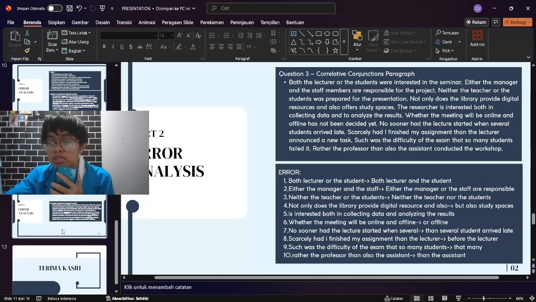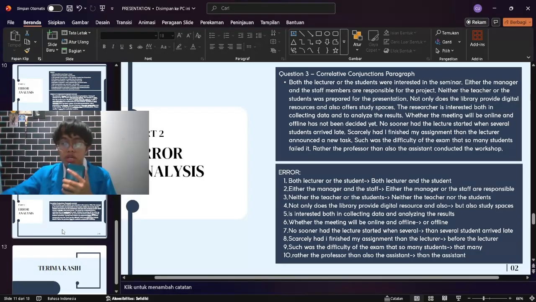No sooner had the lecture started when several students arrived late. Scarcely had I finished my assignment than the lecturer announced a new task. Such was the difficulty of the exam that so many students failed it. Rather the professor than also the assistant conducted the workshop.